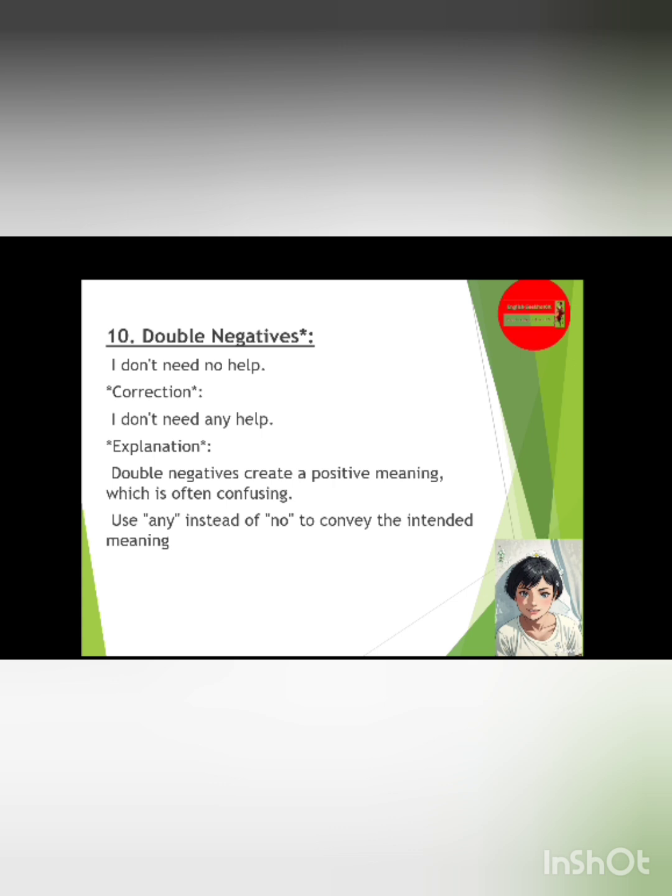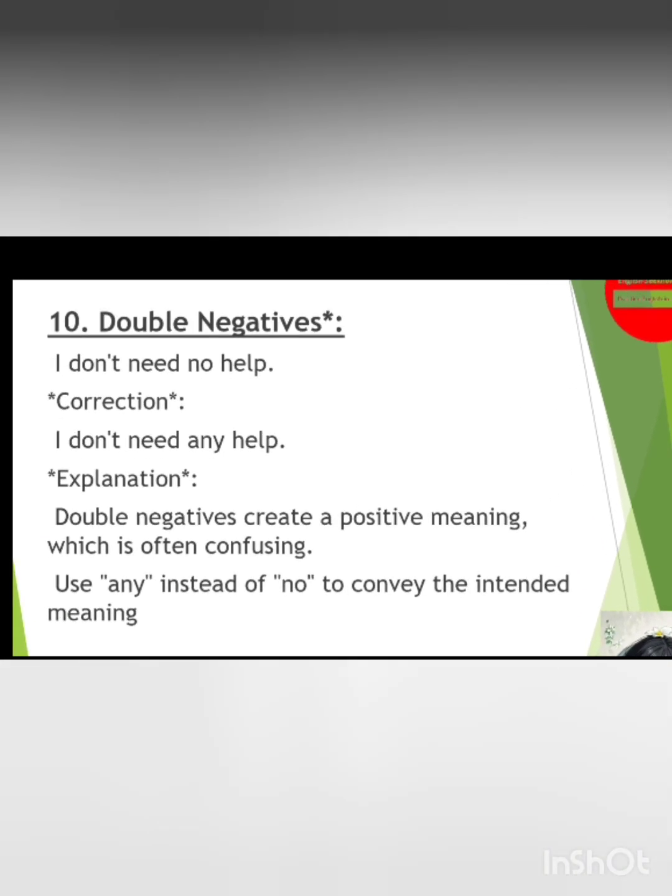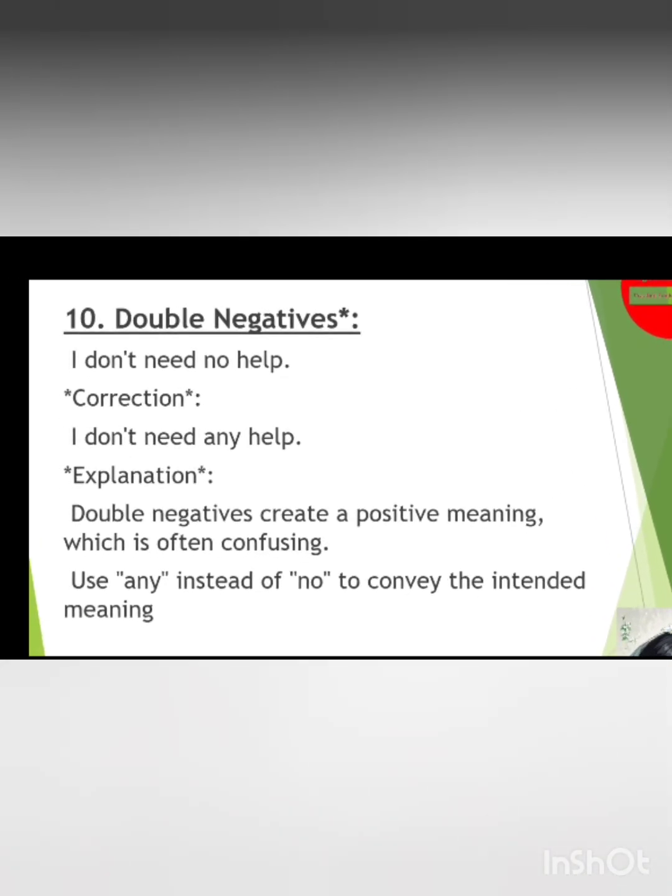Coming to the next rule, double negatives. I don't need no help. Correction, I don't need any help. Explanation, double negatives create a positive meaning which is often confusing. Use any instead of no to convey the intended meaning.